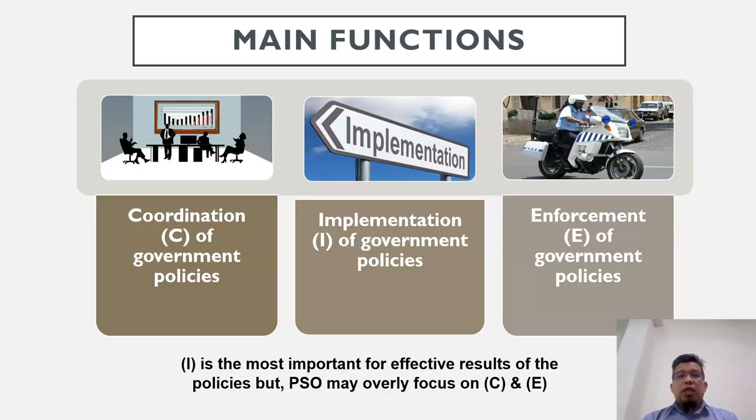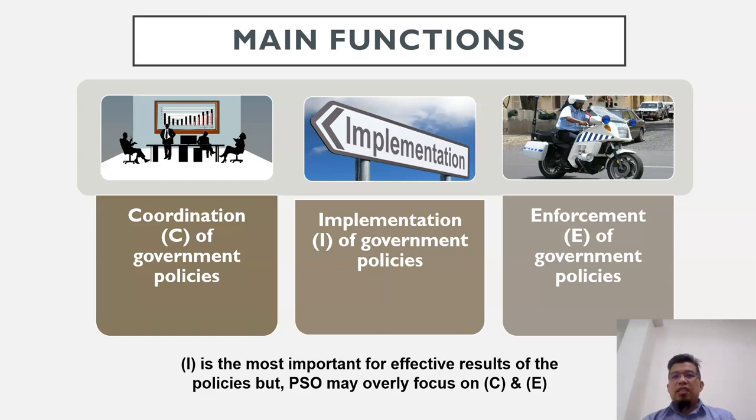Main functions. There are three categories of functions of the public sector organizations. One is coordination of government policies. Generally, government agencies under the Prime Minister's office or ministry are playing the role of coordination. Then implementation of government policies, so basically the government policies for education, for healthcare, for transportation. There are agencies that are directly involved in the implementation of those policies. Generally, it's basically the agencies under the ministries.